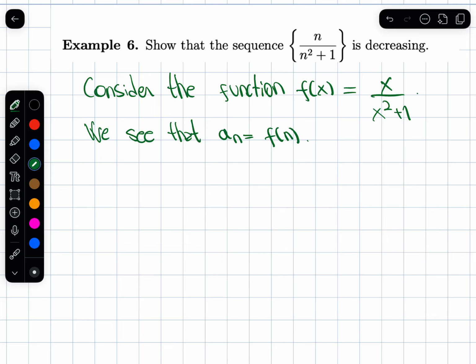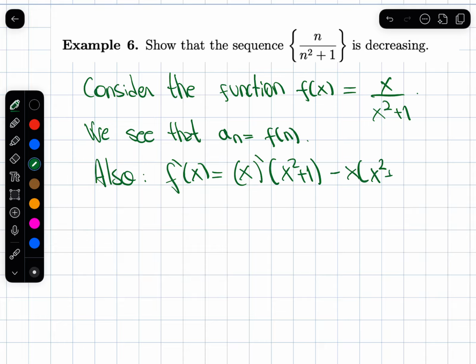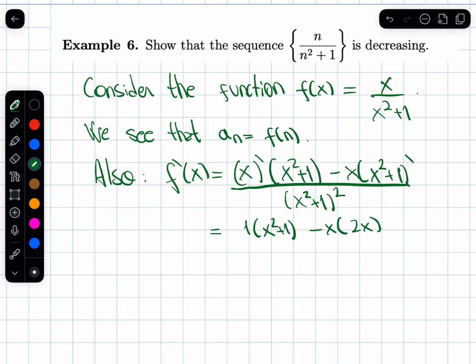So let's take the derivative of f. f'(x) will be, that will be the quotient rule, so the derivative of the first times the second minus the first times the derivative of the second, all of that divided by the second squared. And so that will be 1 times (x squared plus 1) minus x times 2x, all of that divided by (x squared plus 1) squared.